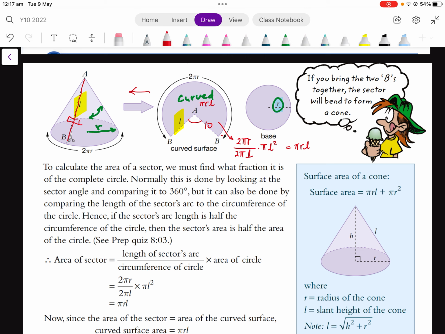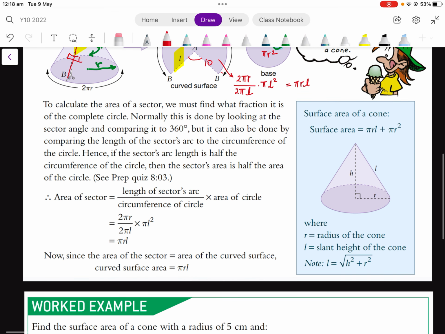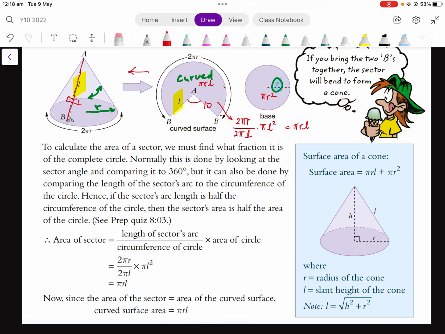So the curved surface area is pi RL. And what is the area of the base of the cone? If the radius is r for that circle, pi r square. So the total area of the cone will be achieved if you add these two together, pi RL plus pi r square. Okay, so the total surface area is pi RL plus pi r square of the cone.